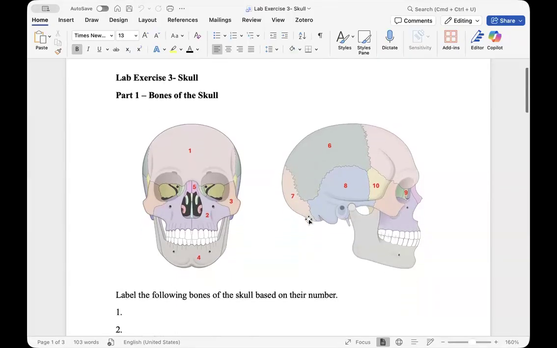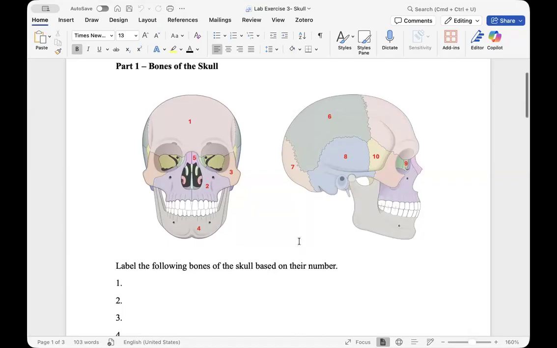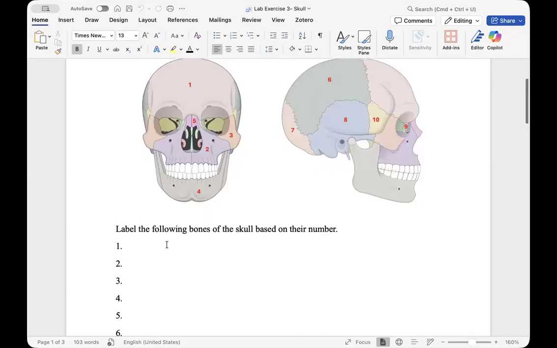So, to start here, we have these labeled skulls in multiple views. This is an anterior view and a lateral view, and we want to just know what bones are present here. If I look at number one, this is going to be my frontal bone, covering the frontal lobe of the brain. Number two is my upper jaw, but the upper jaw has a scientific name, which is maxilla.